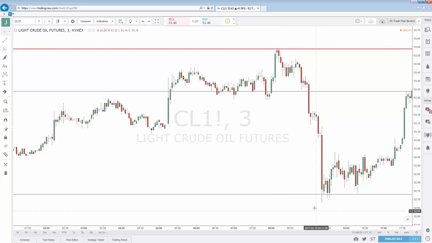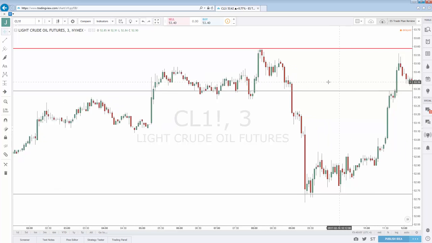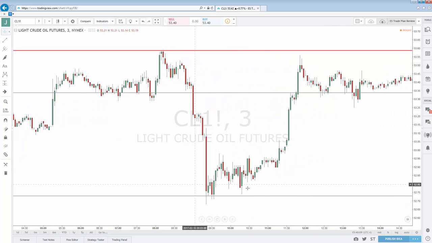So 53.59 made the low down here at 52.68. So basically, essentially what we did, and you can see there was a nice rally. There was some OPEC news today. We had a nice rally back up almost to the high. But essentially what we did today is we sold the high.